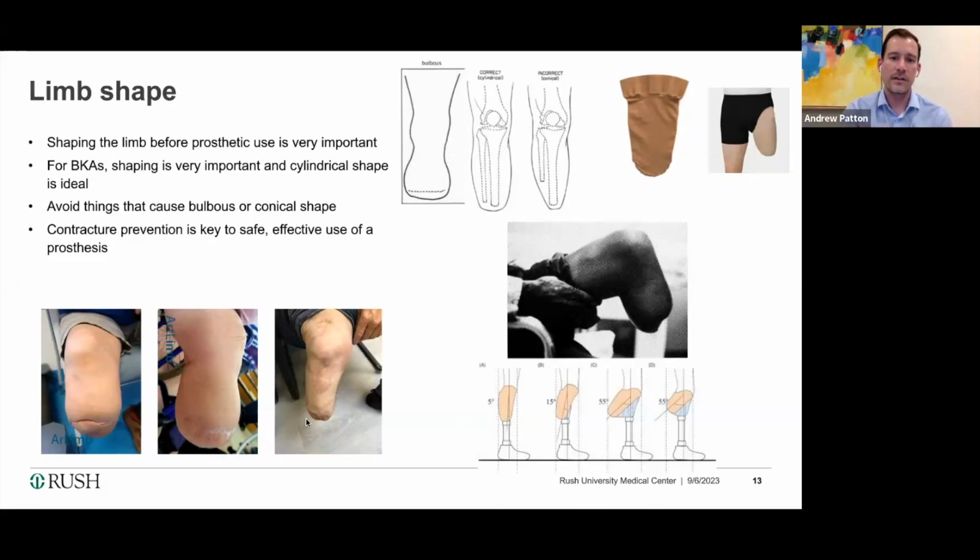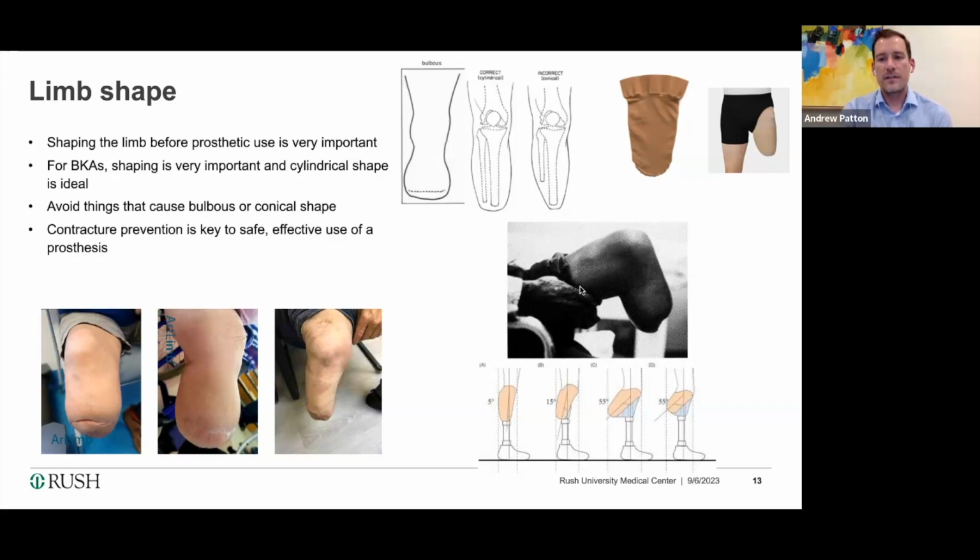And then this guy clearly has a very conical shape here. And so that person's probably going to have difficulty with contacting the distal end here, not having a ton of contact points up here. Contracture is also a really important piece to limb shaping.